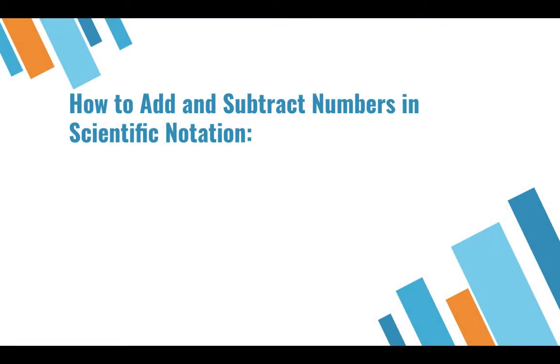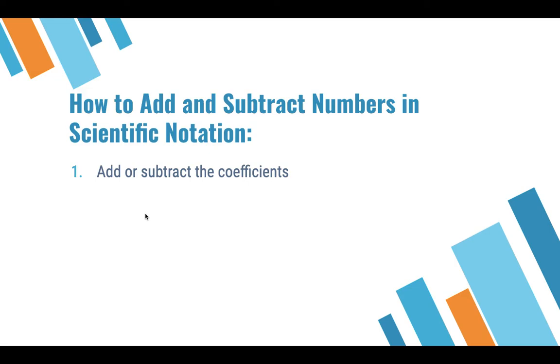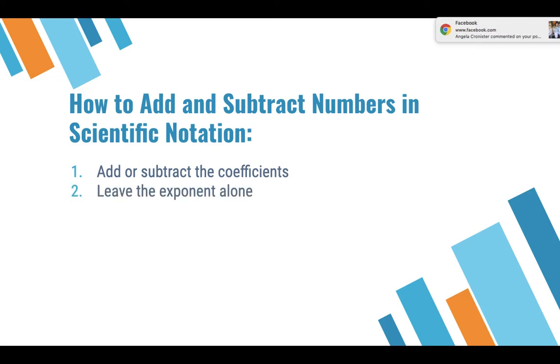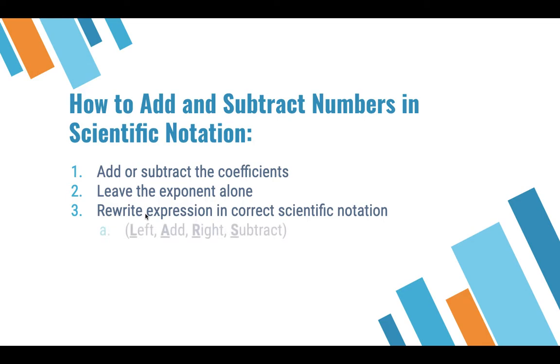So this is how we add and subtract numbers in scientific notation. The very first thing we need to do, similar to what we did in past lessons regarding multiplying and dividing, we need to do what the sign says to the coefficients. In this lesson, we're only talking about adding and subtracting. So we need to either add or subtract the coefficients. The next step would be leave the exponent alone. And lastly, rewrite the expression in correct scientific notation.